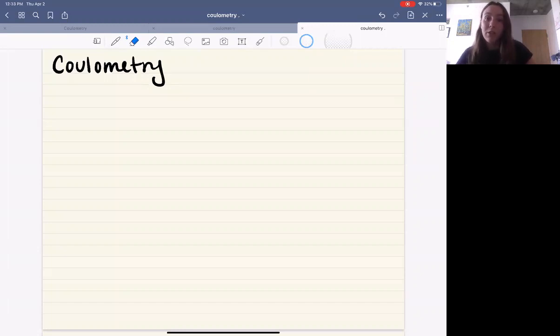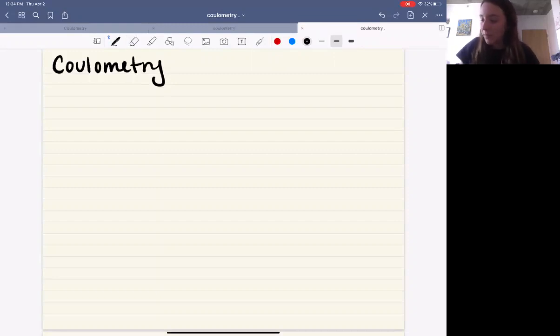So first off, we need to do a standardization in order to know that concentration of titrant. So the second part of this experiment is the alkalinity titration, but the first part is this coulometric titration, where we're just standardizing the titrant. So I've separated these into two videos to keep them separate. The coulometric titration is simply for standardizing, not for determining alkalinity.